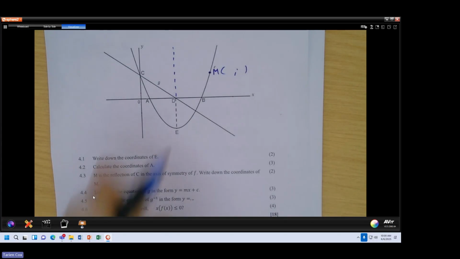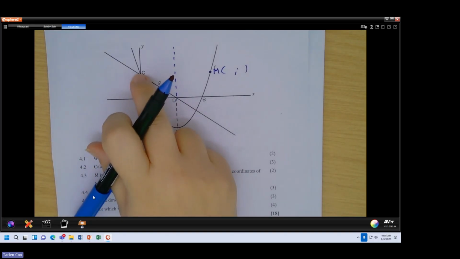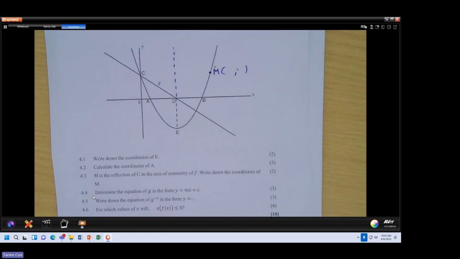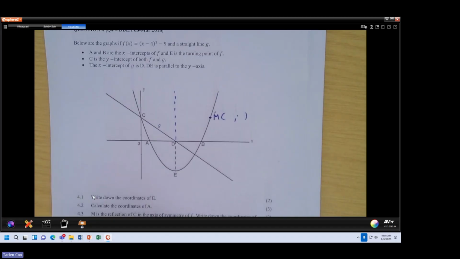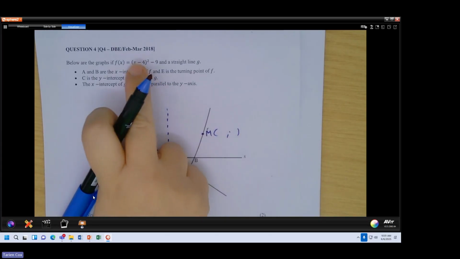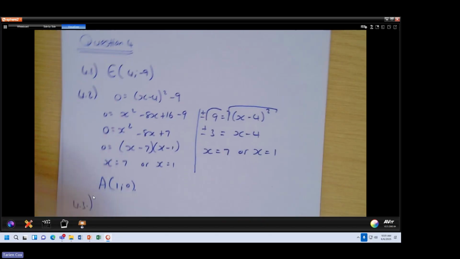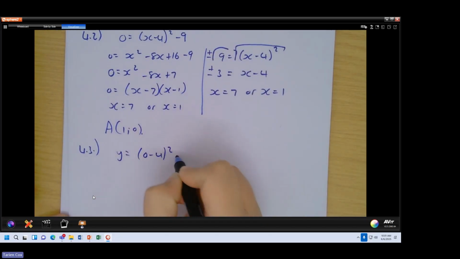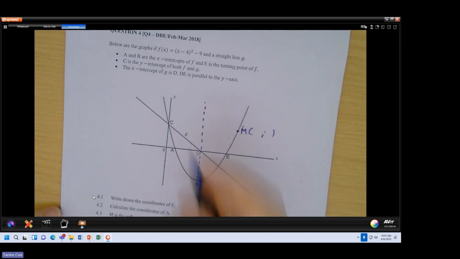Only thing is, in this case, we would need to know the coordinates of C. I don't know the coordinates of C yet. So I will actually have to go and calculate that coordinate of C. In my eyes, this is just basically finding the y-intercept of the parabola, which means make x 0. So that is the first thing that I would want to do. y is equal to 0 minus 4 squared minus 9, and that gives me 7. Which means the coordinates of C will be 0 and 7.